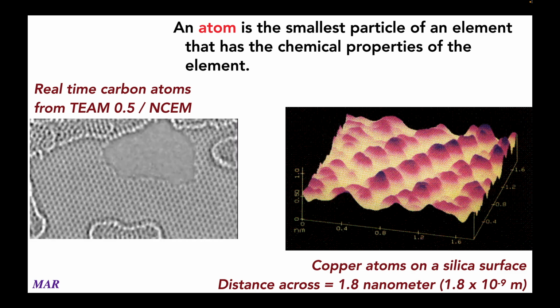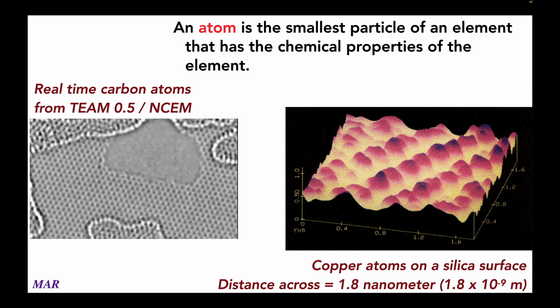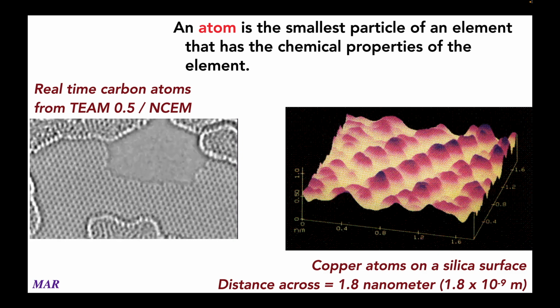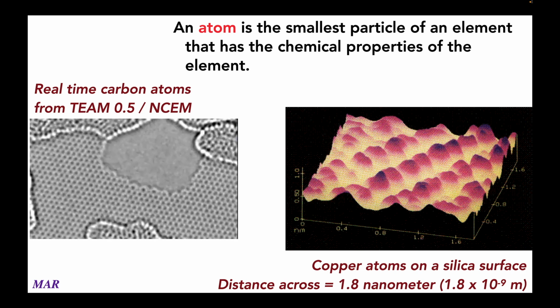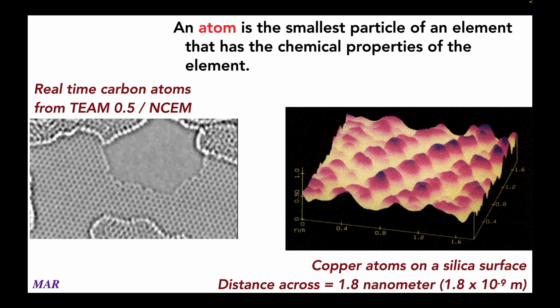Now in that little picture, the little bumps there, little mountains, those are each copper atoms, and they're on a surface of silica, which is a silicon thing. But anyway, that shows the copper atoms kind of staying there.